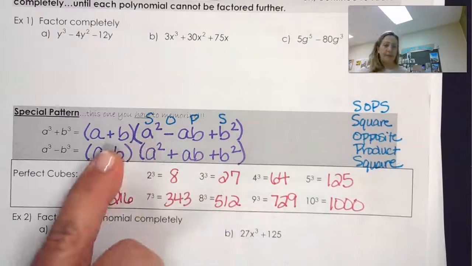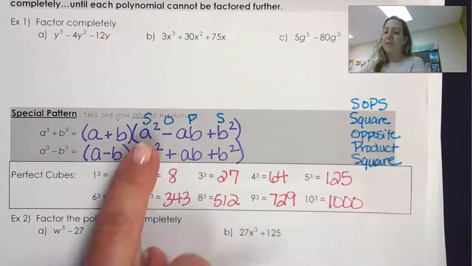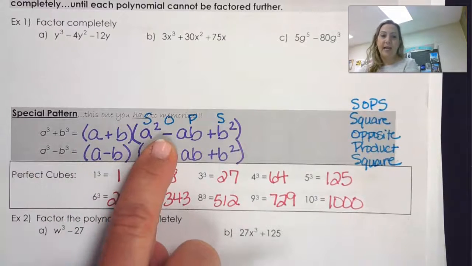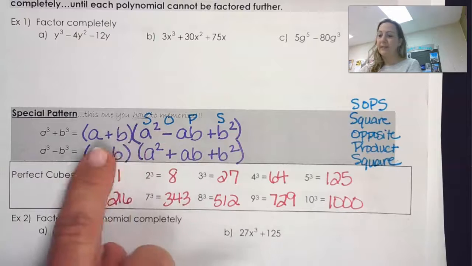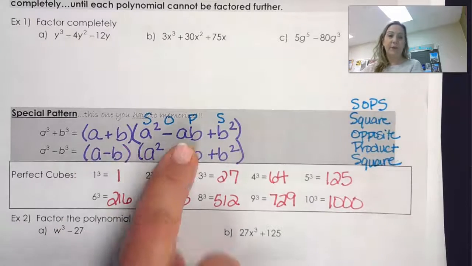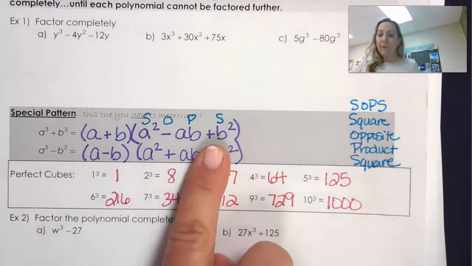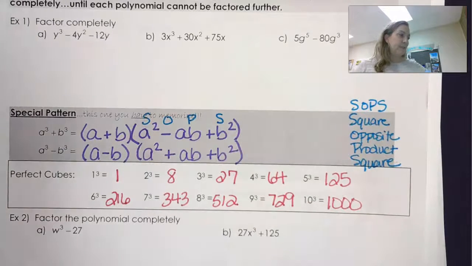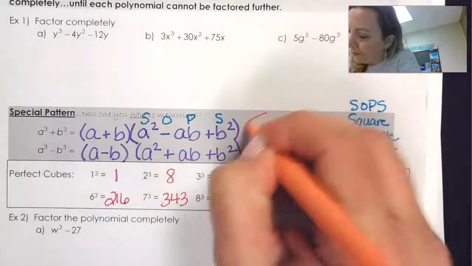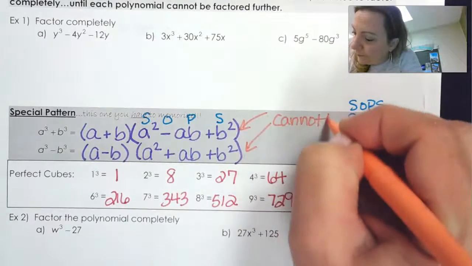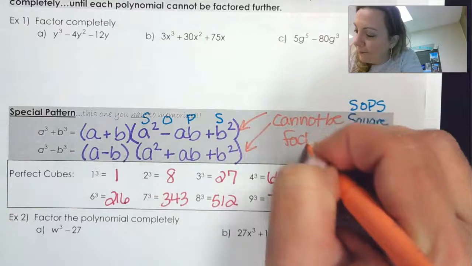The first one's pretty easy. We just use the cube roots, and then we use the square. We take the opposite sign of what we originally had. We take the product of the two cube roots, and then we square once again. Okay, and again, one thing I do want to note is that this cannot be factored any further. Okay, don't waste your time.